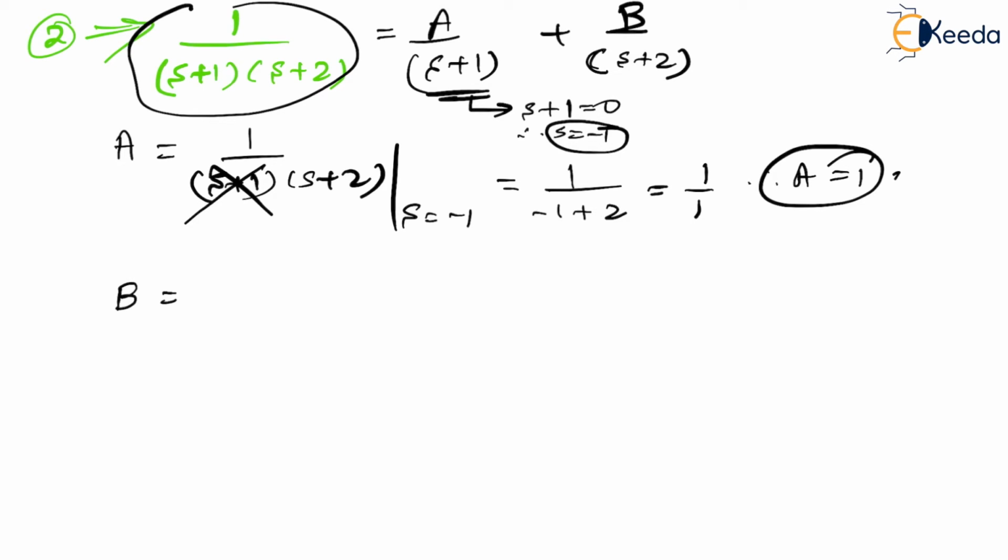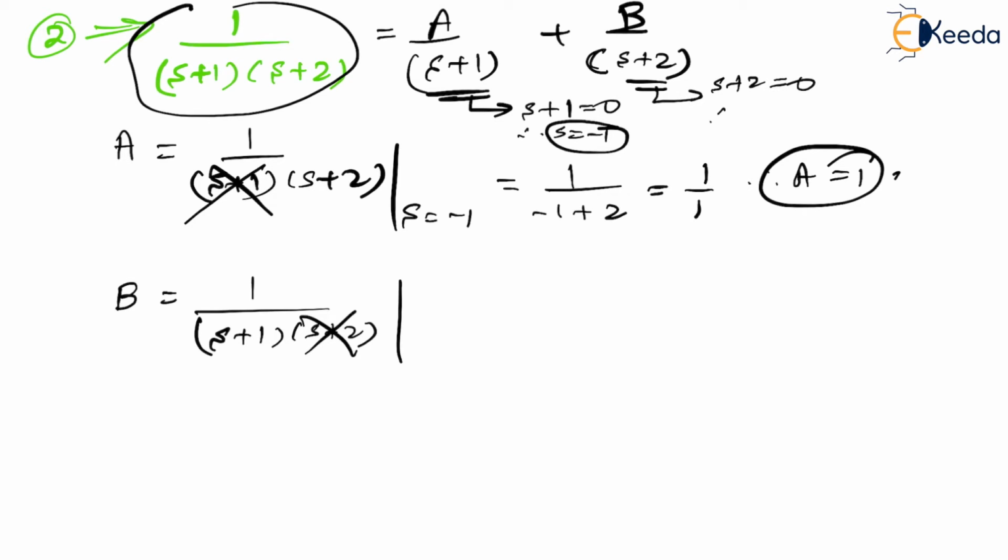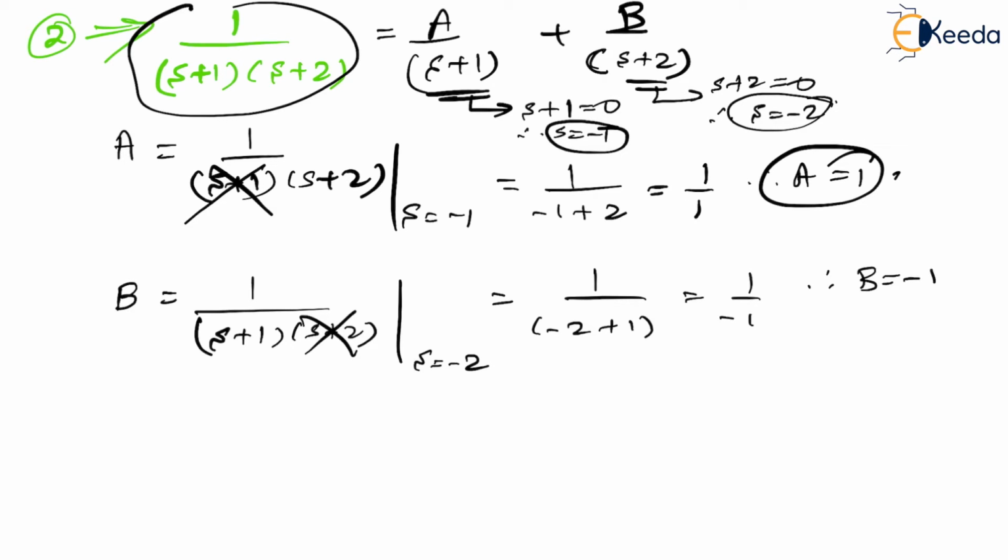If I think of b, b will be equal to what here? Yes, write the whole LHS: 1 upon s plus 1 into s plus 2, except what is there below b. Below b I have s plus 2, so please ignore that. Now this you have to equate at s equal to what? So s plus 2 is equal to 0, therefore you get s equal to minus 2. So you have to equate this at s equal to minus 2. So you put there 1 upon minus 2 plus 1. It becomes 1 upon minus 1. Therefore b is equal to minus 1.